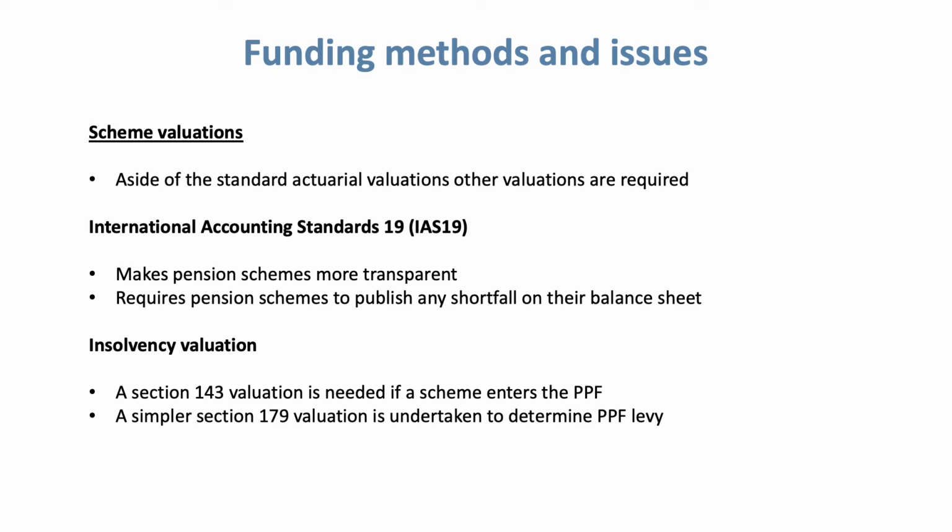That can't happen now because under IAS 19 any shortfall in pension schemes must be published and shown on the balance sheet of the firm, which of course is in the public domain because you can obtain those from Companies House.